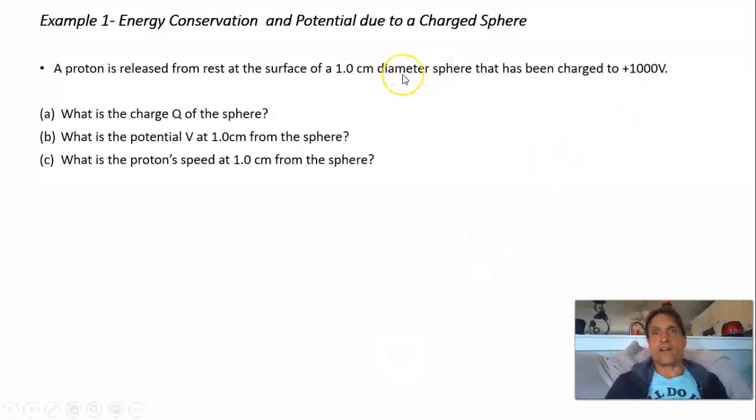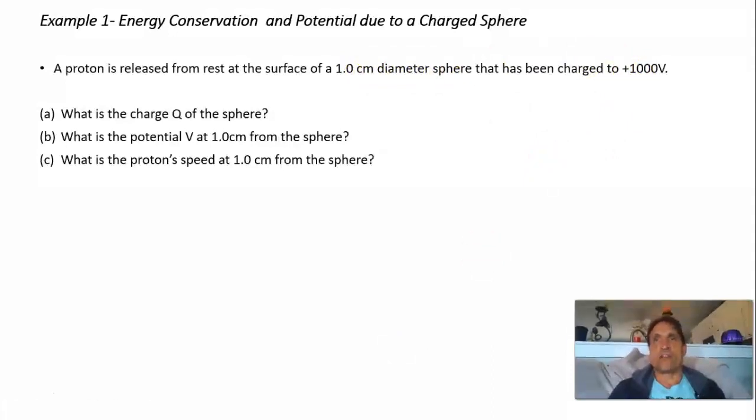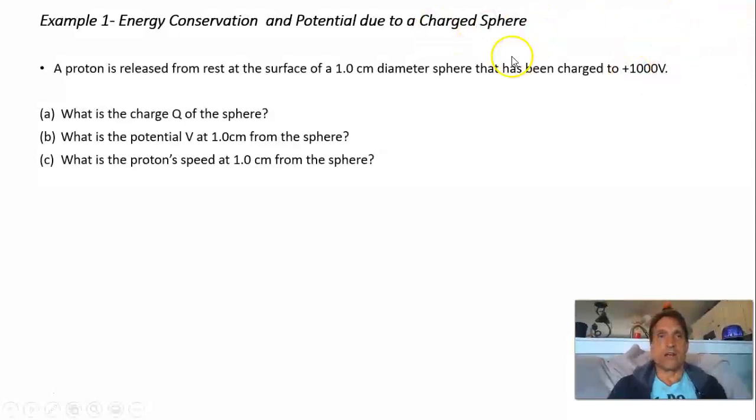Suppose we have a sphere, and the sphere has a diameter of 1 centimeter. And suppose that we charge the sphere up to some voltage of 1,000 volts. So the surface of the sphere has been charged to 1,000 volts potential. The first thing we want to know is how much charge is on the sphere if I know the diameter and the voltage that we charge it up to. So let's do that one first.